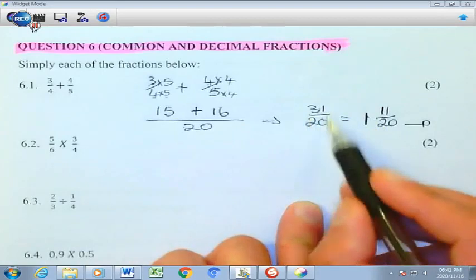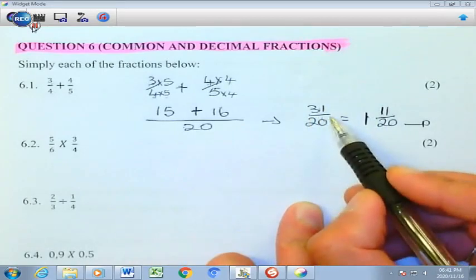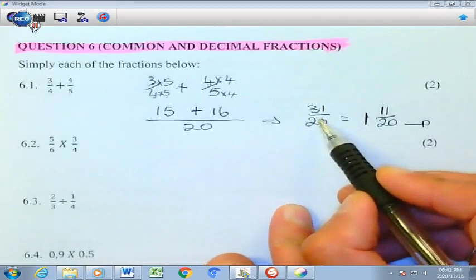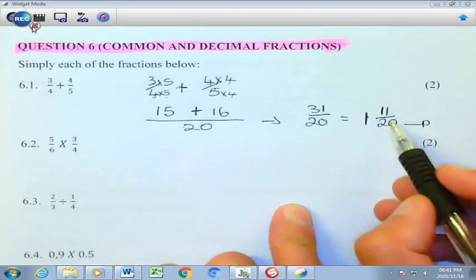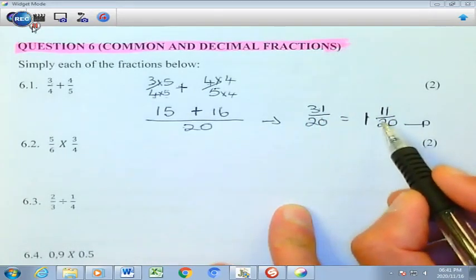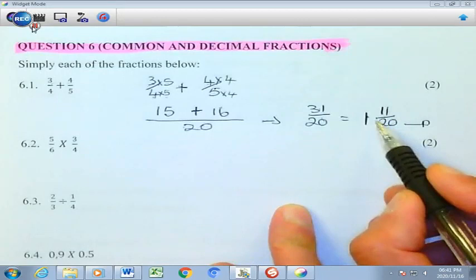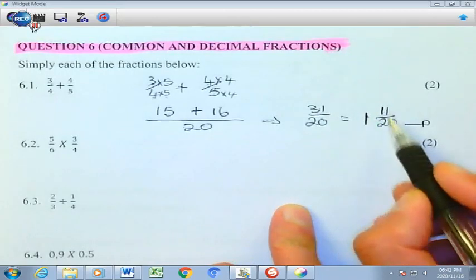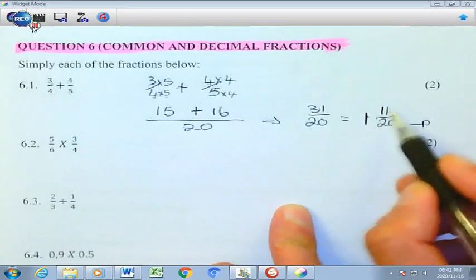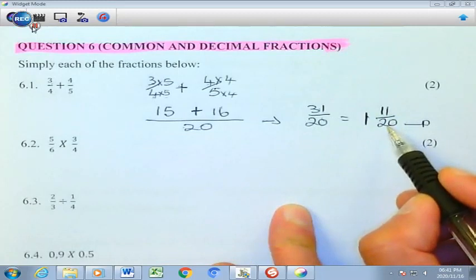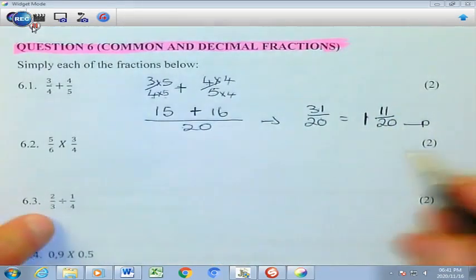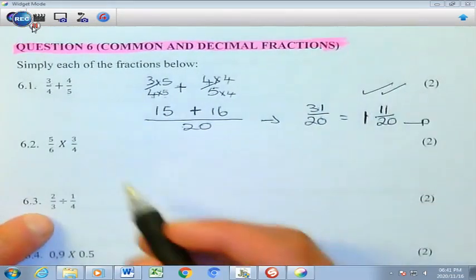So there's an improper fraction. It is not wrong if you leave your answer like this, but it is best mathematical practice to put your answer in a mixed number format, which is 1 whole and 11 over 20. And this can't be further simplified. Okay. So there would be your 2 marks.